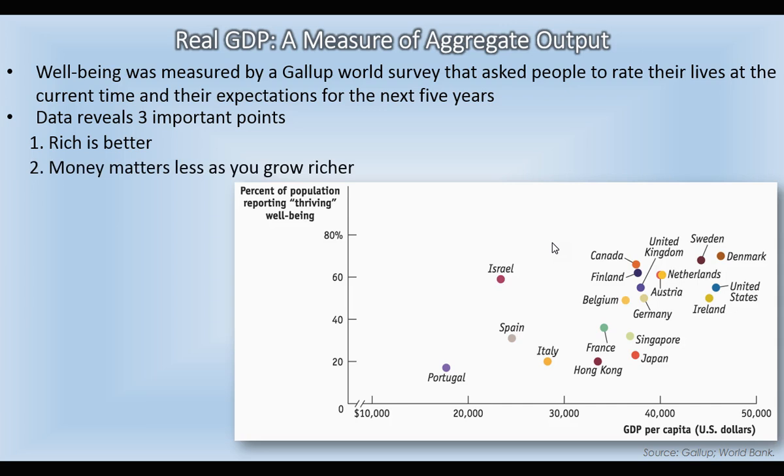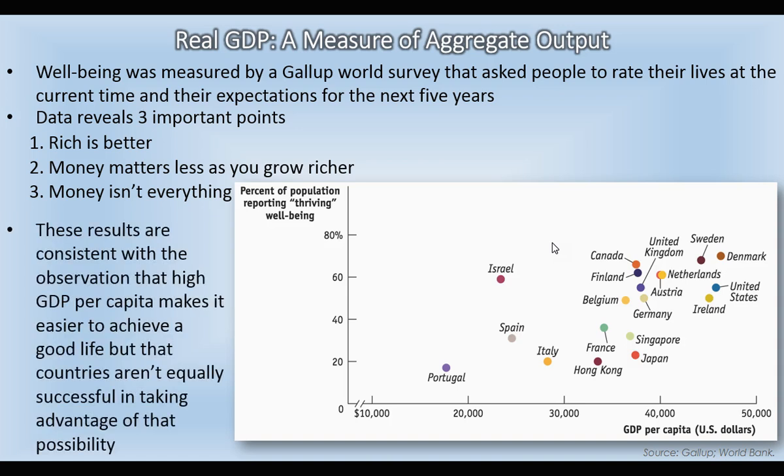But we can also see from this data that money matters less as you grow richer. As you grow richer here, this tends to level out a bit. And also that money isn't everything. We do have countries that are doing relatively well. So here's the United Kingdom, and then here's Japan. They both have pretty much the same level of GDP per capita, but you see that Japan has a very small percentage of the population reporting that they are thriving versus the United Kingdom or even Canada, who's pretty much on par as well, and Finland as well. So again, money isn't everything.